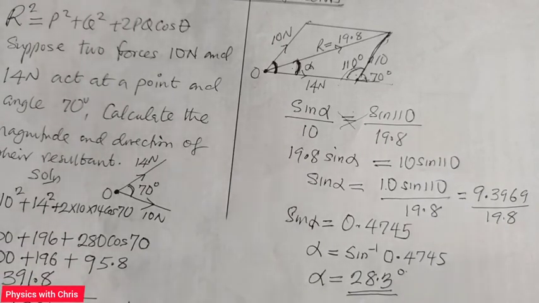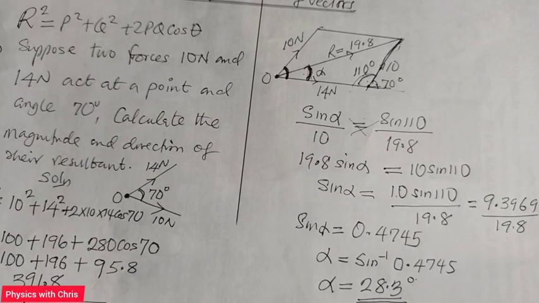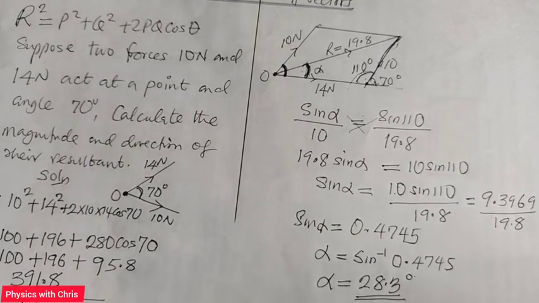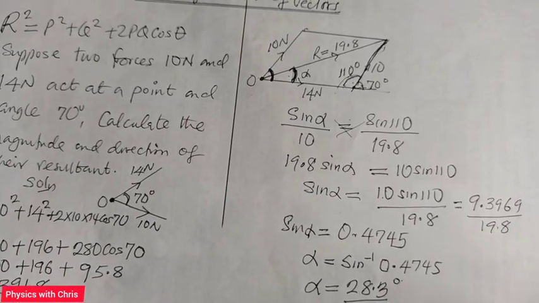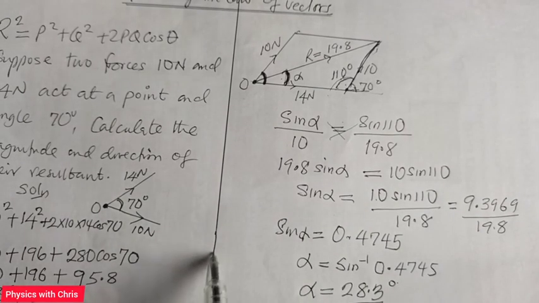So this is how we apply the cosine formula and then the sine formula also to calculate both the resultant, that is the magnitude, and the direction of the resultant vector respectively. Now suppose angle theta is obtuse. Okay, theta is not acute now. Obtuse, that's an angle greater than 90 degrees.